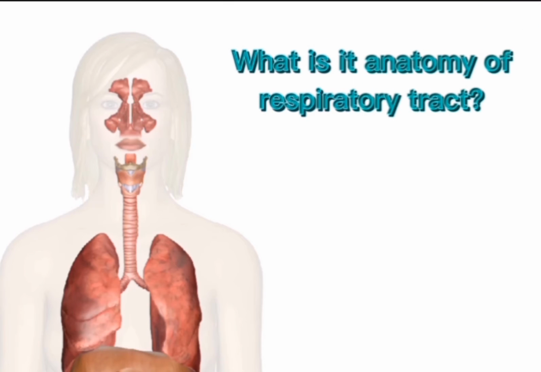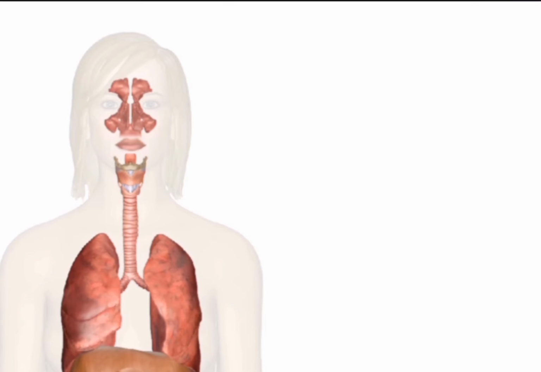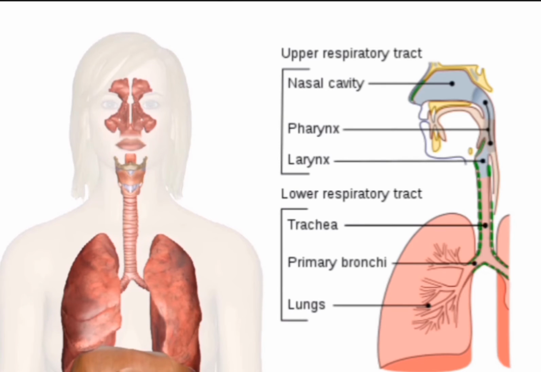Anatomically, the respiratory tract is divided into the upper and lower respiratory tract. The upper respiratory tract consists of the organs outside the thorax: the nose, pharynx, and larynx. The lower respiratory tract consists of the organs within the thorax: the trachea, bronchi, bronchioles, alveolar duct, and alveoli.